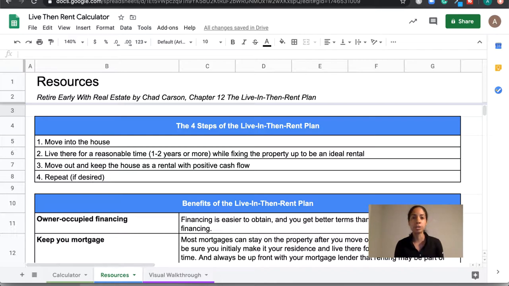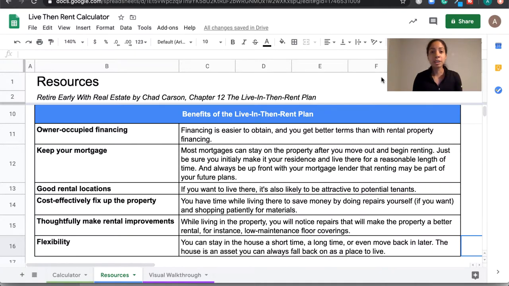So after you've been in the home for some time, you've rehabbed it, maybe you switched out the cabinets, you did painting, flooring, or even more extensive work. You then move out and keep the house as a rental with positive cash flow, meaning that your expenses are going to be less than your overall income. And then you can repeat this strategy as many times as you desire, but just make sure that you are aware during your time frame of how many loans you can actually have with a lender in order to keep qualifying.